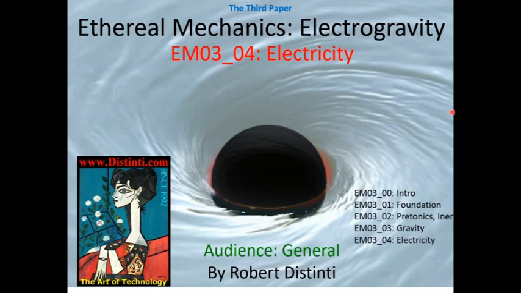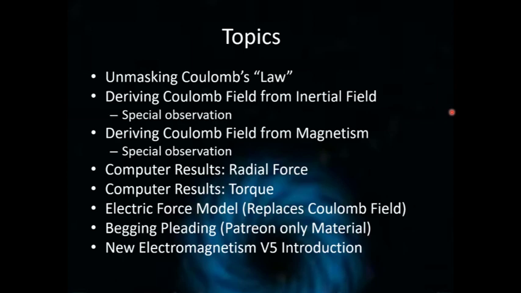Electrogravity is the third paper in the Ethereal Mechanics series, and this video is the fourth video of electrogravity and the final video where we're going to discuss electricity. So what we're going to do is unmask Coulomb's law, and then show you that it can be derived from the already existing fields that we've talked about before. And we're going to show you the electric force model, which replaces Coulomb's law.